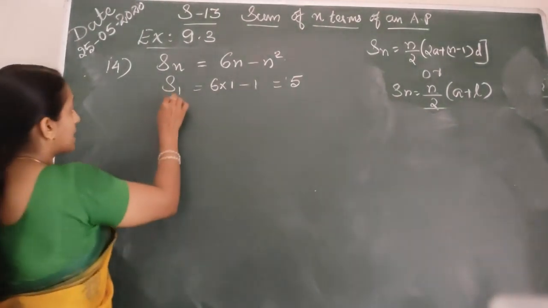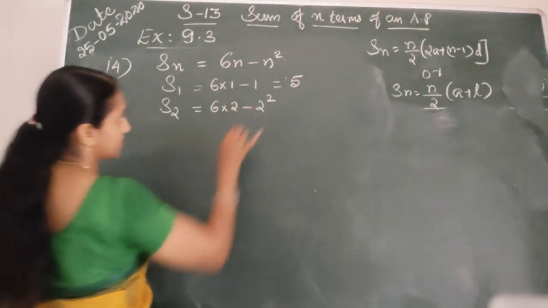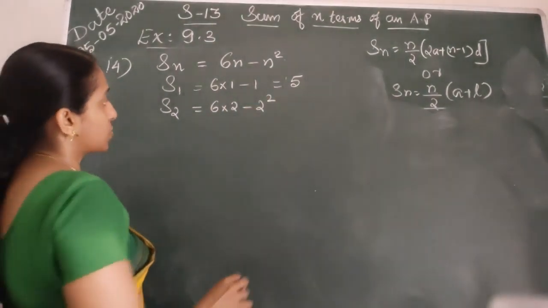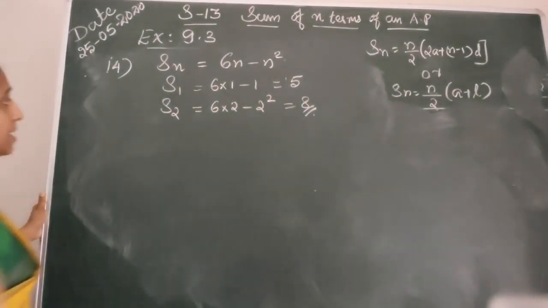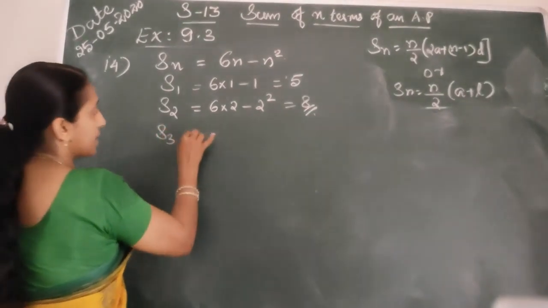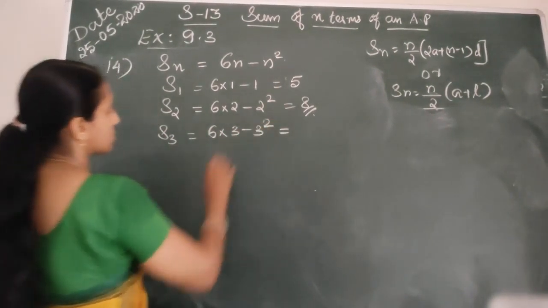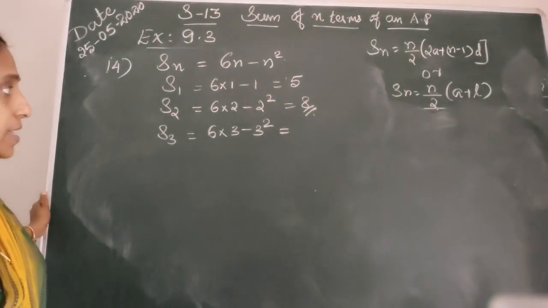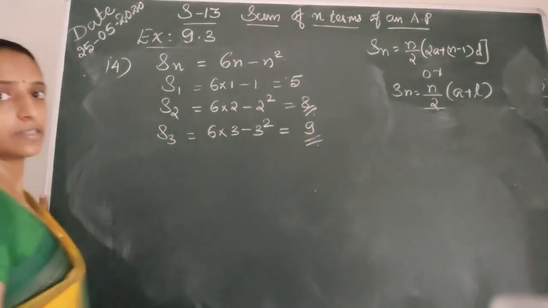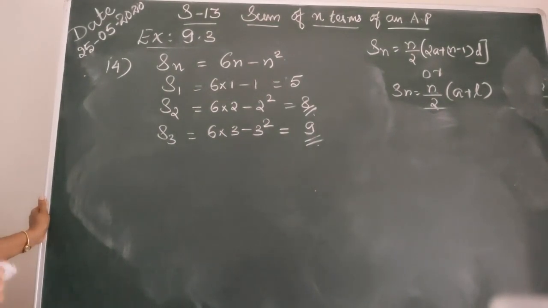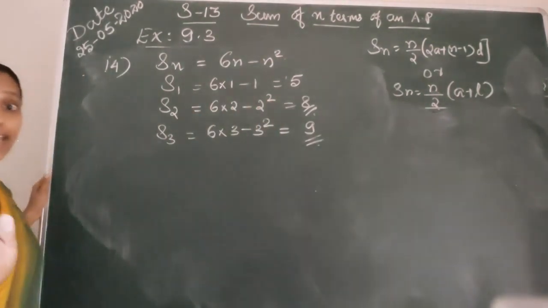Right? And S2 we will get 6 into 2 minus 2 square. So 12 minus 4, you are getting 8. Right? And S3, if you are taking, you are getting 6 into 3 minus 3 square. That is 6 3s are 18, 18 minus 9, you are getting 9. It does not imply that your first term is correct, but your second term is not 8.